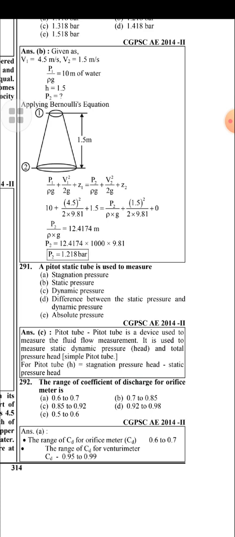The range of coefficient of discharge for an orifice meter is 0.6 to 0.7. The range of Cd for a Venturi meter is 0.95 to 0.99.